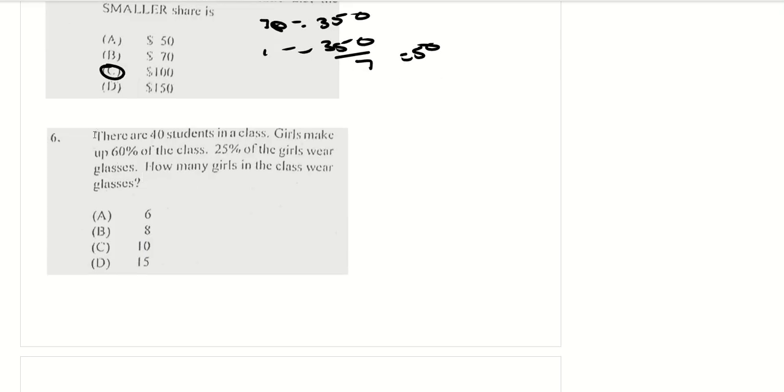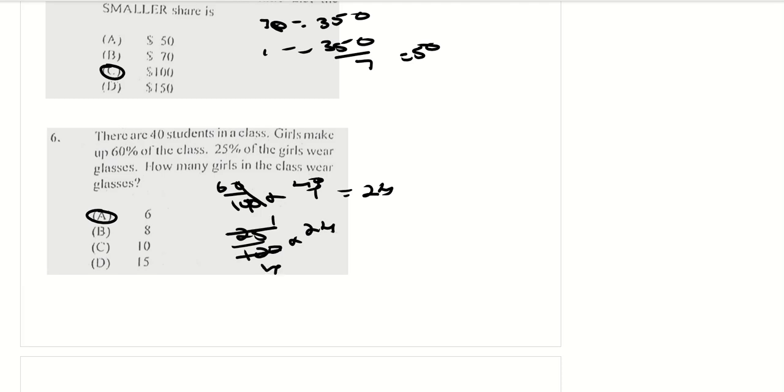This question we already did as well, when they asked how many girls wear glasses. I believe the answer was 6, but let's do it. They said 40% of the students are in a class. Girls make up 60%. 25% of those girls wear glasses. How many wear glasses? So you find 60%, 60 over 100 times 40. Cross over this, cross over this, you get 24. Then you want to find 25 over 100 times 24. 25 into 25 is 1, 25 into 100 is 4, 4 into 24 is 6. So the number of girls that wear glasses is 6 girls.